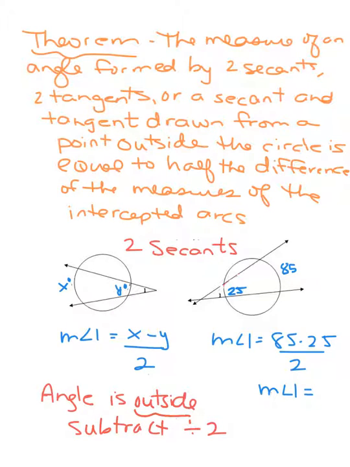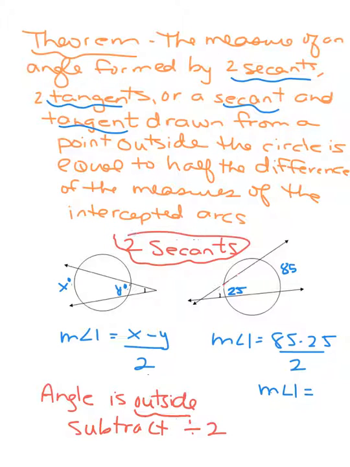Our next theorem has a similar idea, except the angle is outside the circle. The theorem says the measure of an angle formed by either two secants, two tangents, or one of each, a secant and a tangent, drawn from a point outside the circle is equal to half the difference of the measures of the intercepted arcs. Our first example here has two secants. Again, because the angle is outside the circle, we're going to subtract and divide by 2.